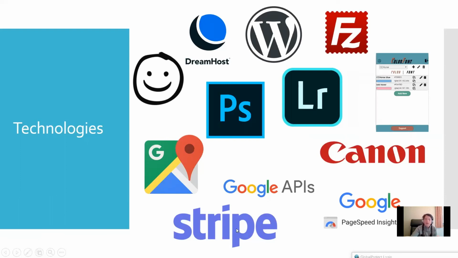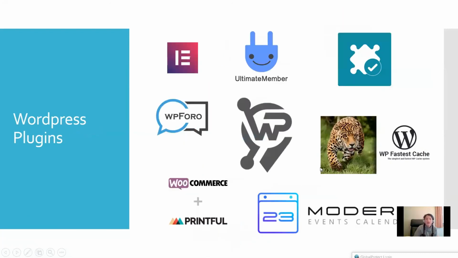Stripe is my payment processor for my store, which I don't have live right now, probably not for the first round of testing, but probably in the future. And then PageSpeed Insights to just see how fast my website is. And then obviously I used a bunch of plugins with WordPress. Elementor is a page building plugin. Ultimate Member is for my memberships. This is WP Auto Terms for my privacy policy page.